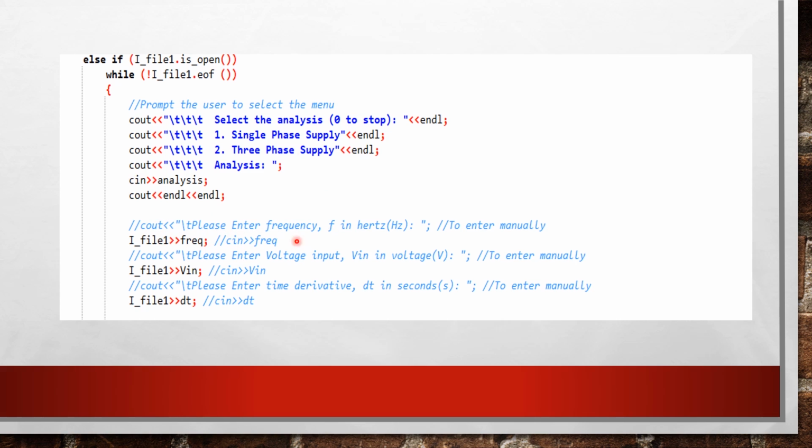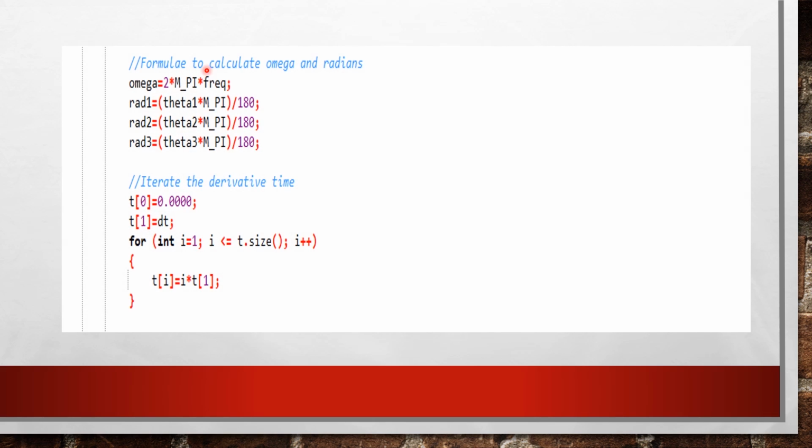Then the program will read the frequency, the voltage input, and the derivative time. Here is the formula to calculate omega and radians. Omega equals 2 times pi times frequency. Radian 1 equals theta 1 times pi over 180. Radian 2 equals theta 2 times pi over 180. Radian 3 equals theta 3 times pi over 180.